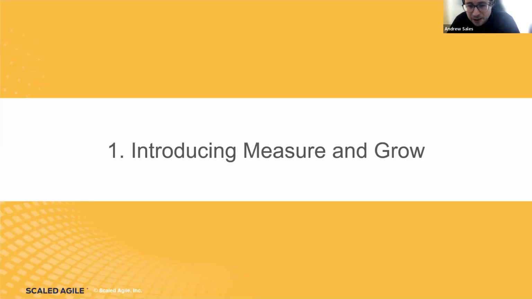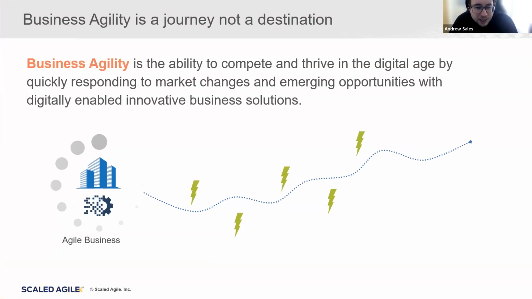So let's get started. Some of you may be familiar with the approach that SAFe takes to measurement, but in case everyone isn't, I just want to take a few moments to describe what that looks like. We know that the goal of SAFe is business agility. And by business agility, we mean the ability for an organization to compete and thrive in the digital age by being able to respond quickly with innovative and emerging solutions.